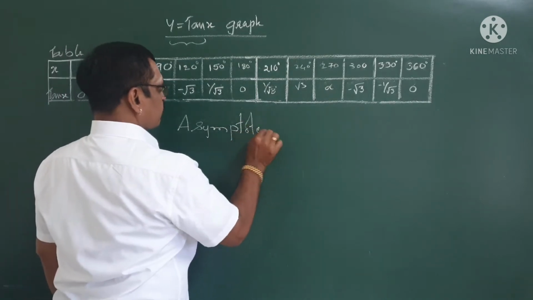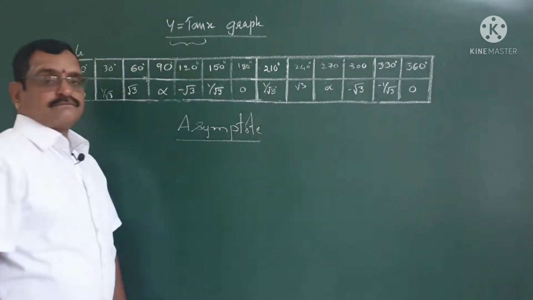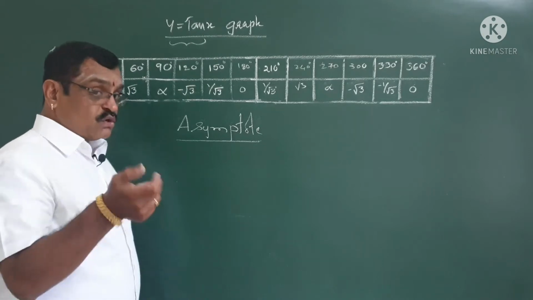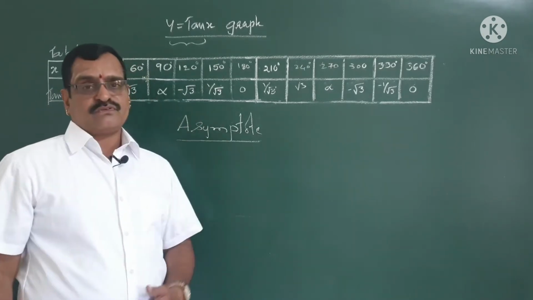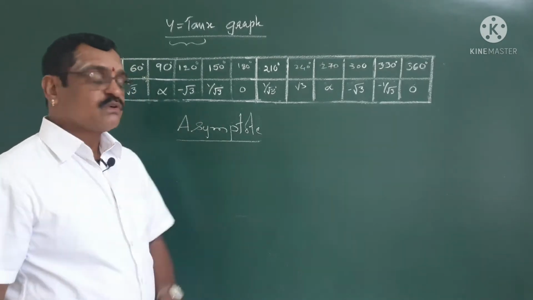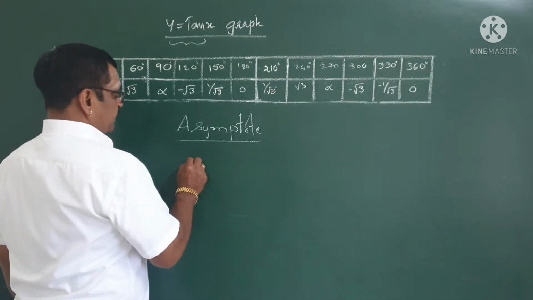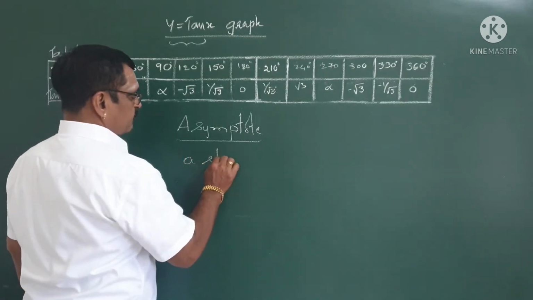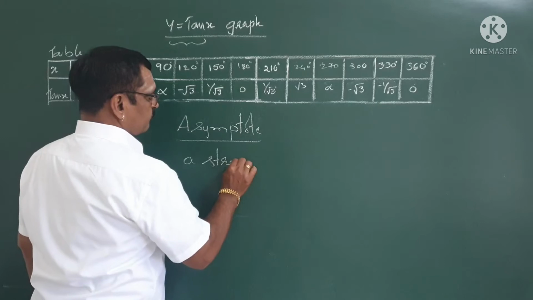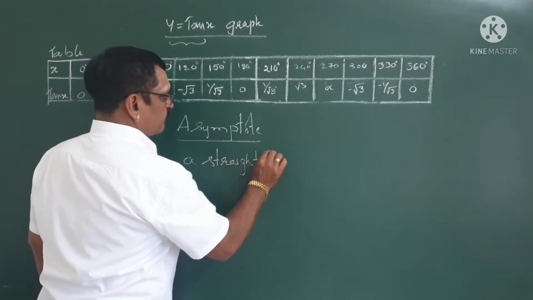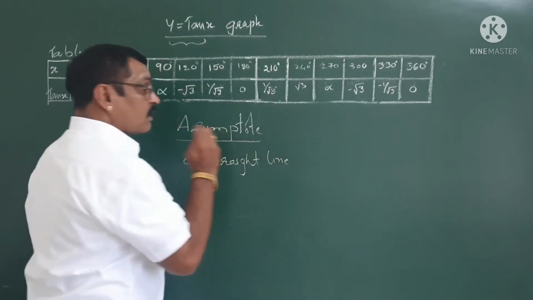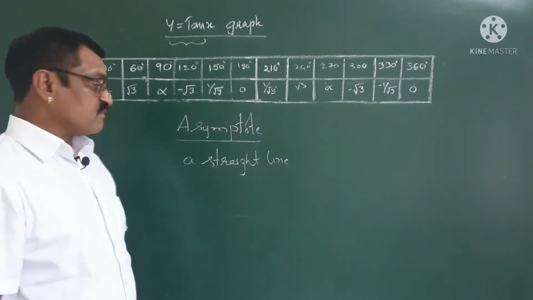asymptote. A new word, asymptote. What is an asymptote? An asymptote is a straight line. Of what? Let me explain.